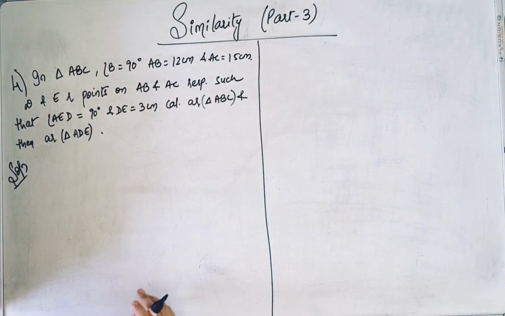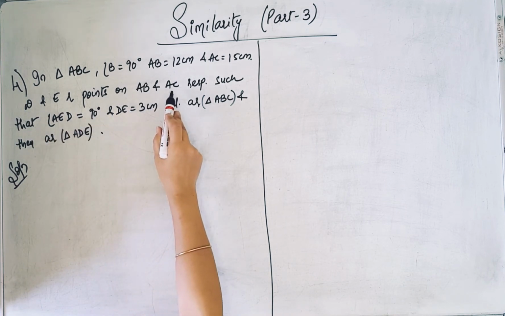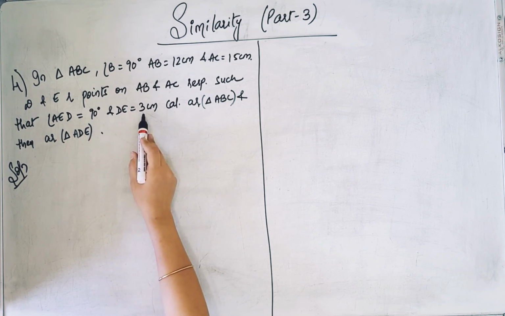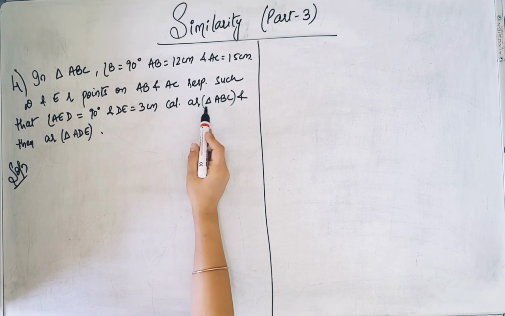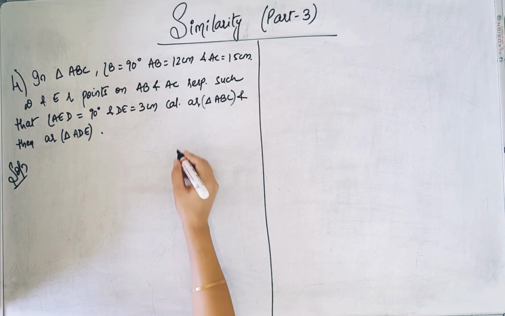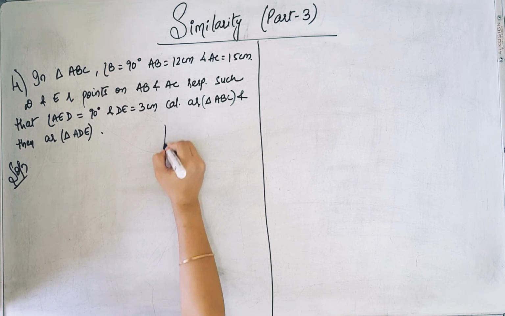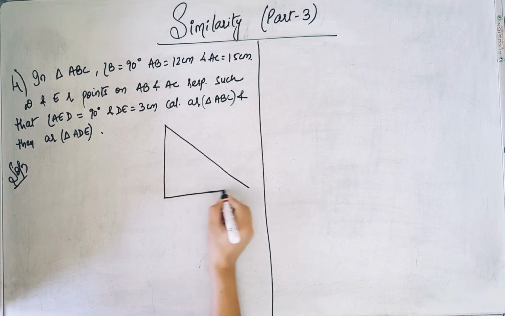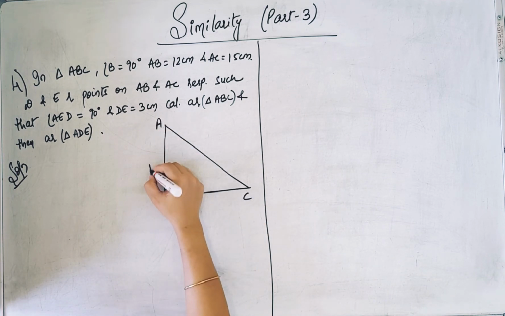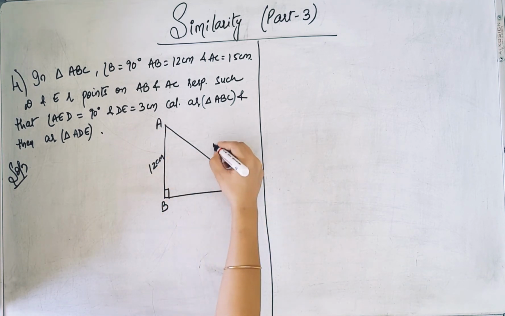So now the question is, in triangle ABC, angle B is 90 degrees, AB is 12 and AC is 15. D and E are the points on AB and AC respectively, such that angle AED is 90 degrees, DE is 3 centimeters. Calculate area of triangle ABC and then area of triangle ADE. So what is given in the question? Triangle ABC, we'll draw triangle ABC. Angle B is 90 degrees. AB is given, that is 12 centimeters. AC is given, that is 15.